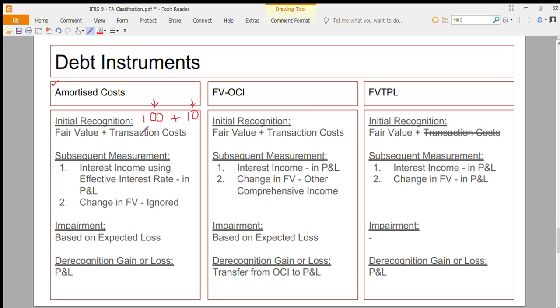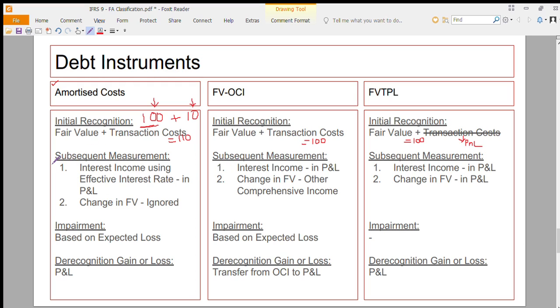For simplicity, let's assume your purchase price is fair value. If an asset is classified under amortized cost, it will be fair value plus any transaction cost. So in this case, it will be 110. If an asset is classified under category 2, again it's the same, you can measure it at 110. But if you have an asset that is categorized under fair value through profit and loss, then you have to measure it only at fair value and any transaction cost will be charged to P&L. So this is the difference.